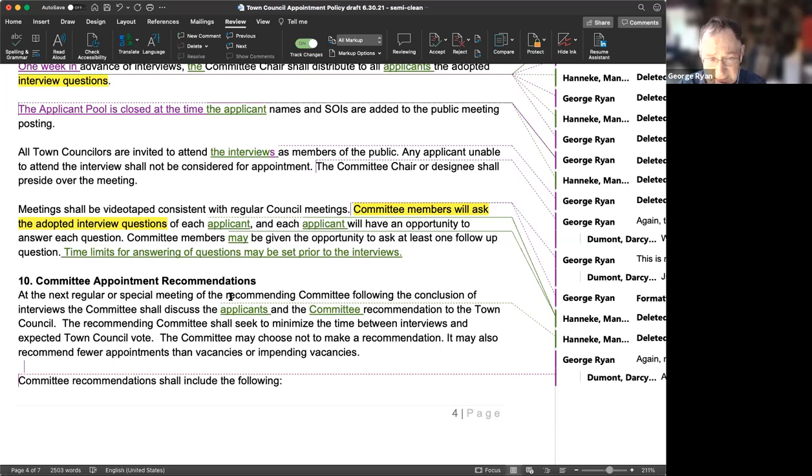Committee members will ask the adopted interview questions of each applicant. I guess what it's saying or supposed to be saying is that every applicant gets asked the same questions. But we already said that. Which we already said. Right, with a little wiggle. And each applicant will have an opportunity to answer each question. I mean, that's like, help. I don't think this needs to be.